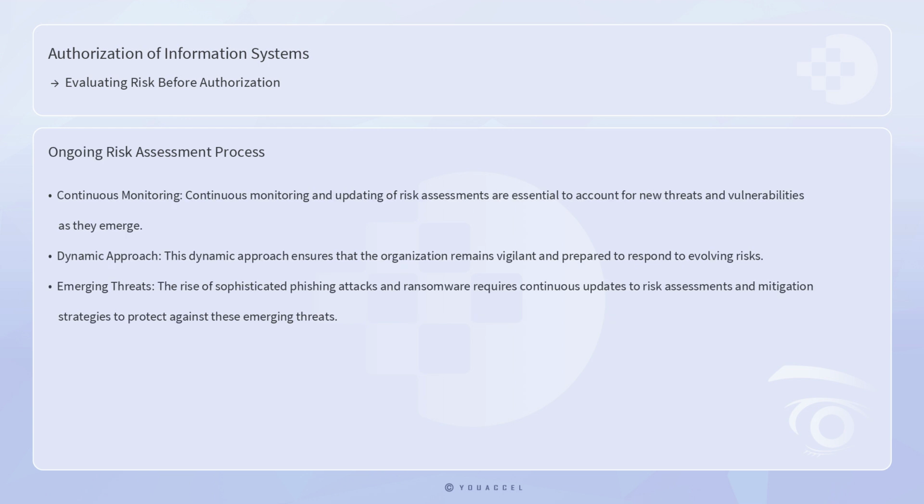Risk assessment is not a one-time activity, but an ongoing process that should be integrated into the organization's overall risk management strategy. Continuous monitoring and updating of risk assessments are essential to account for new threats and vulnerabilities as they emerge. This dynamic approach ensures that the organization remains vigilant and prepared to respond to evolving risks. For example, the rise of sophisticated phishing attacks and ransomware requires continuous updates to risk assessments and mitigation strategies to protect against these emerging threats.